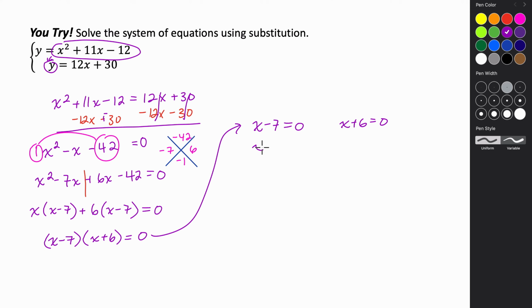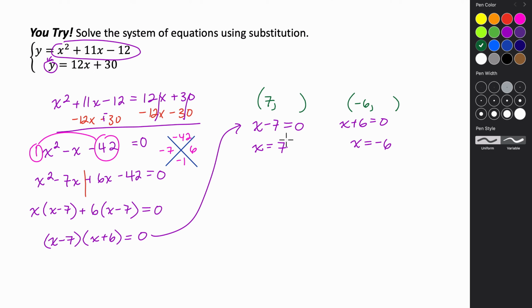Add 7, so we get that x equals 7, and then subtract 6 so that we get x equals negative 6. So our first solution is going to have an x coordinate of 7, and we need to figure out the y coordinate. And our second solution is going to have an x coordinate of negative 6, and again, we need to find the y coordinate.